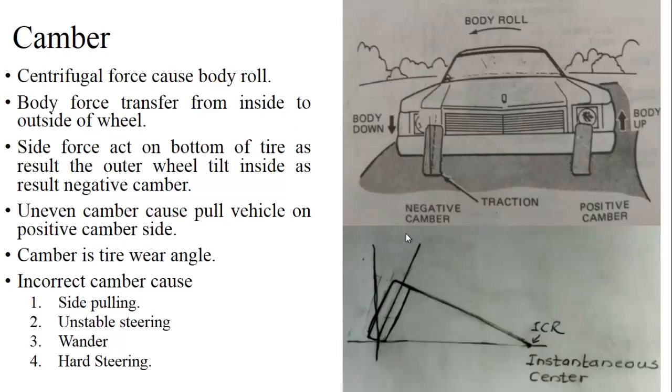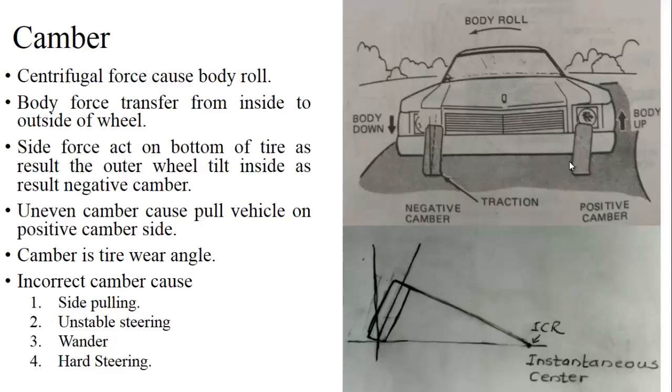Next thing is the camber behavior along the turn. Whenever a vehicle takes a turn, the body forces and the centrifugal forces act on the vehicle. The body forces get transferred from the inner side to the outer side of the vehicle, and the centrifugal force acts at the bottom of the wheel, and as a result of both, negative camber happens at the outer side of the wheel, and positive camber occurs at the inner side of the wheel. This is also the behavior of a camber while taking a turn.